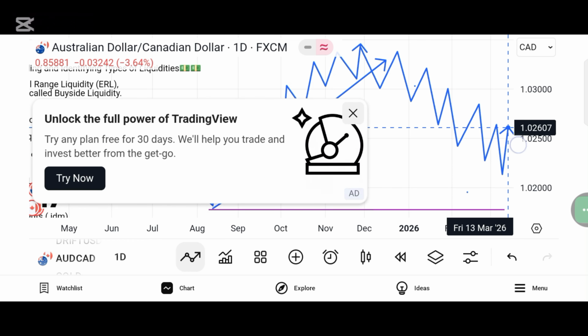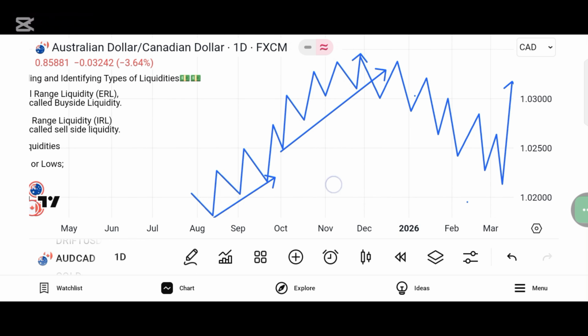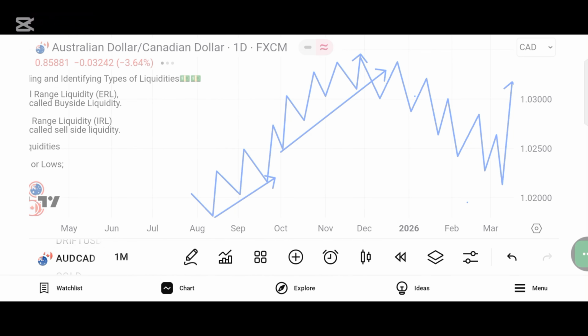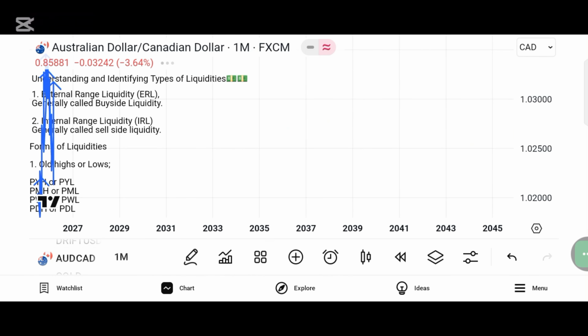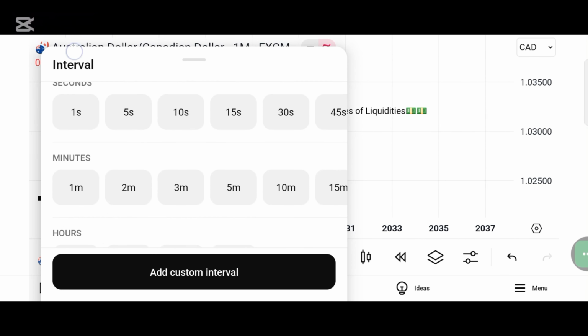If you want to continue going up from here now, it's all good, because for some reason we have balanced this price action. Let me increase the time frame so I can get enough space. One month. It's very big.